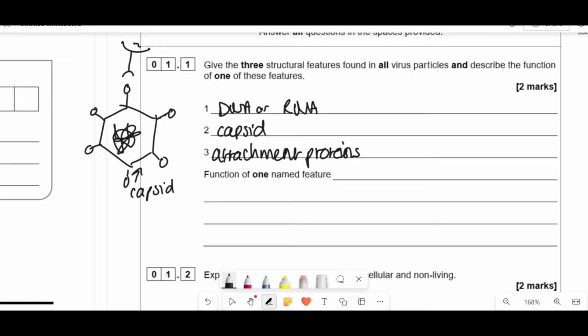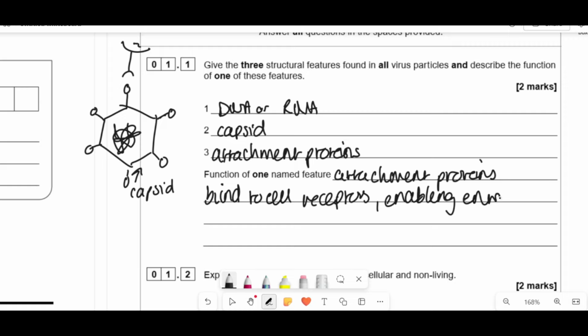So the function of one named feature is that the attachment proteins bind to cell receptors, enabling entry. Here, many people did not say the word receptor or binding. They just kind of knew they have attachment proteins and they somehow mysteriously got in that way. The only way it can do that is by binding to complementary receptors and then getting in that way. Otherwise, it's not doing it.